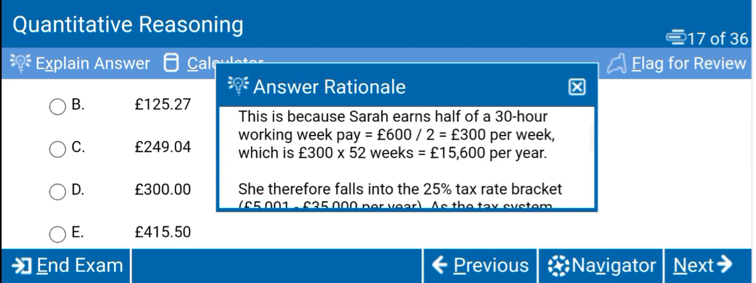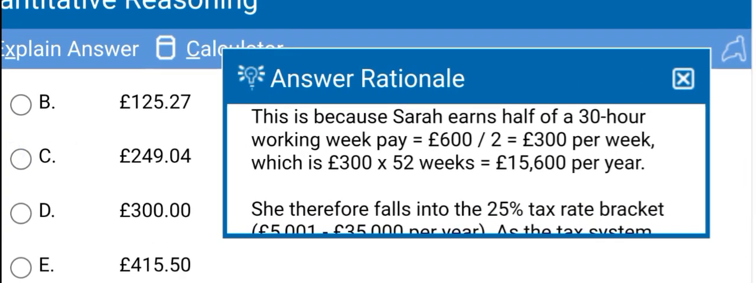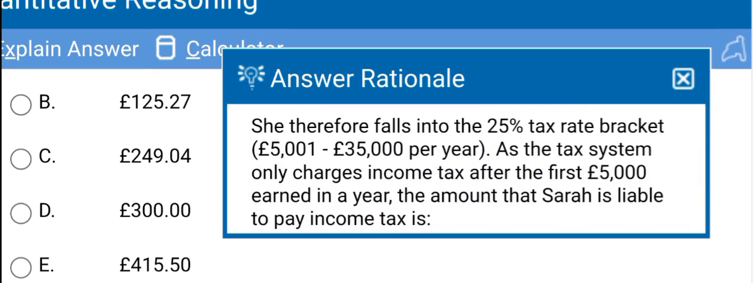This is because Sarah earns half of a 30-hour working week pay, which is 600 pounds divided by 2, 300 pounds per week, which is 300 pounds multiplied by 52 weeks equals 15,600 pounds per year. She therefore falls into the 25% tax rate bracket, 5,001 pounds to 35,000 pounds per year.